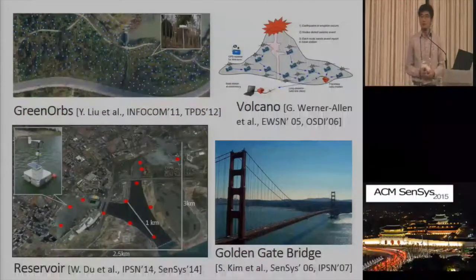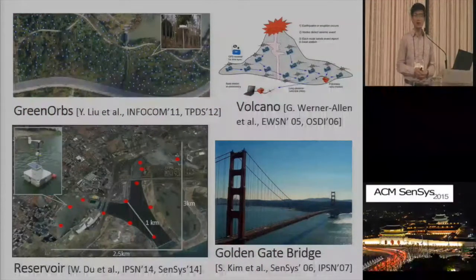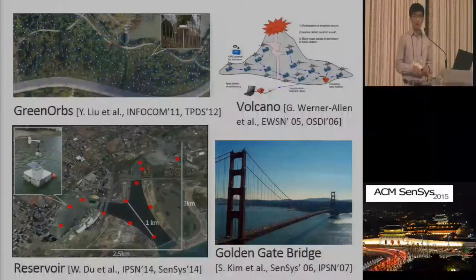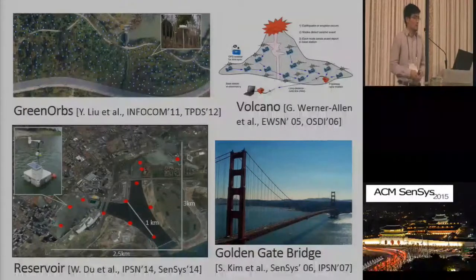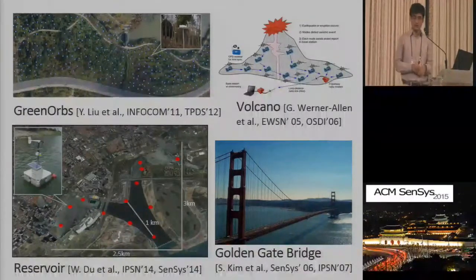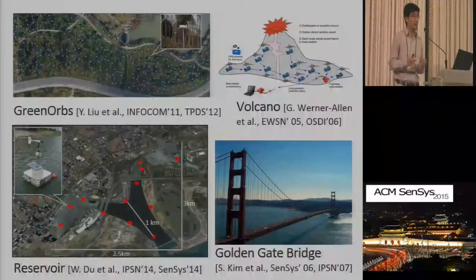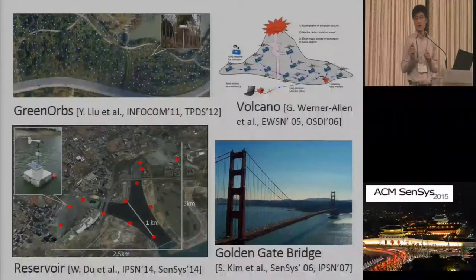As we know, wireless sensor networks have been deployed in many applications in various environments. For example, we have deployed sensors on volcanoes, on the Golden Gate Bridge, and in the forest. We have deployed sensors on the water surface of a reservoir. With all these applications, when the sensors are deployed, sometimes we may want to deliver a large bulk of data to every node in the network.